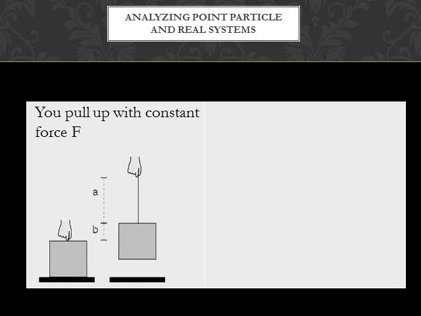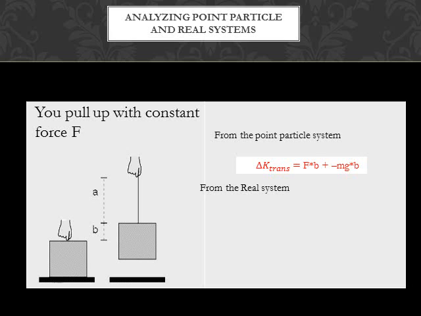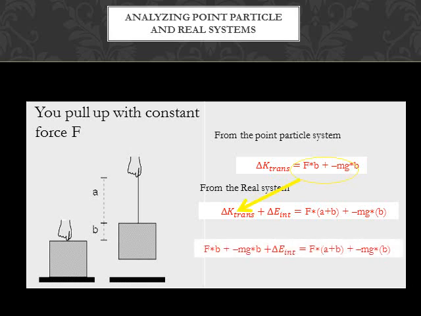So now let's analyze this total system, both using the real system and the point particle system. From the point particle system, we found our change in translational kinetic energy was this. From the real particle system, we found our change in the energy of the system was equal to this. And we're going to do the same trick we did last time. I'm going to take the translational kinetic energy from the point particle system and put it into the real system. And if I do that, I get this expression.